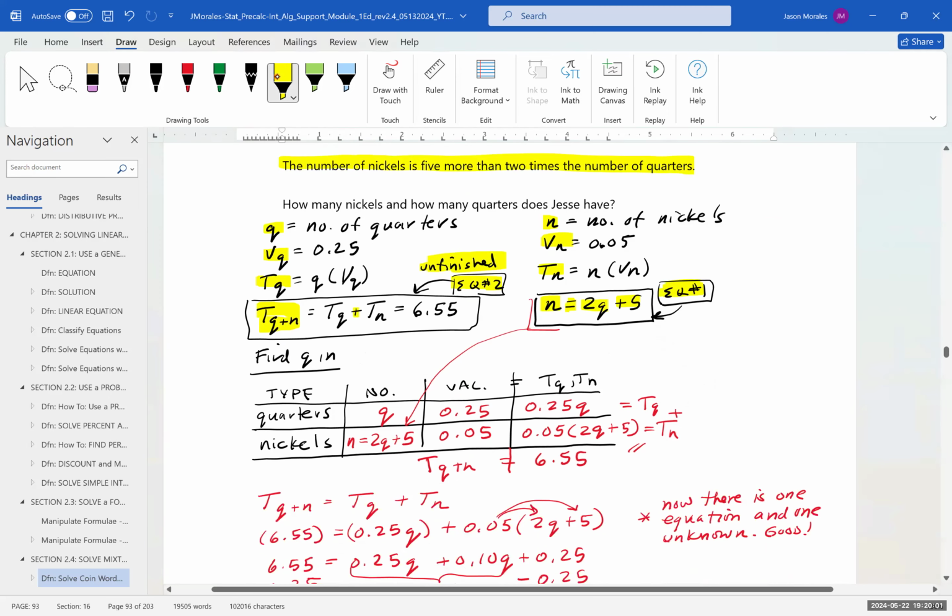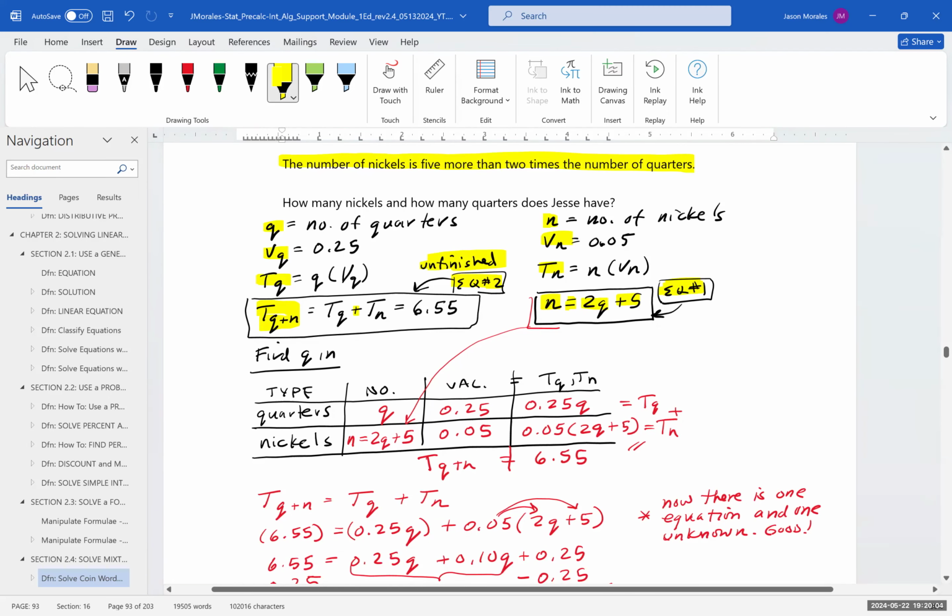So I created this table to try and organize this information. So, I've got type, number, value, being equal to total in quarters, total of nickels. And so the number of quarters is being represented by Q. And this is where the difference is from maybe the example that I just gave you. I think in the example I just gave you, I would have just put N here for the number of nickels. But I decided to go ahead and put equation number 1, this one that we got at the very beginning, and substitute N with 2Q plus 5.